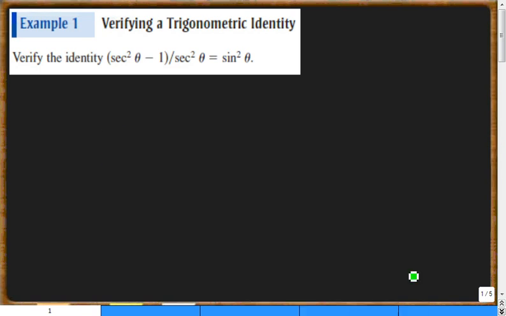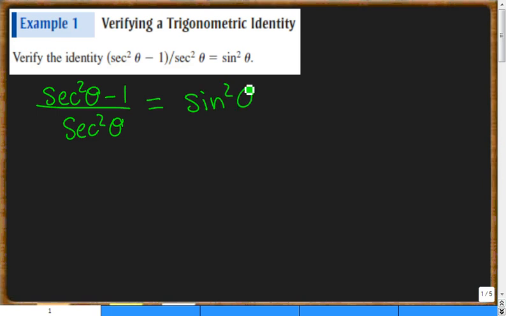Okay, so let's work on verifying some of these identities. First thing that you want to do is work with the most complicated side. So we're going to pick our left side here, which is secant squared theta minus 1 over secant squared theta, and that equals sine squared theta. You can do this in several different ways.